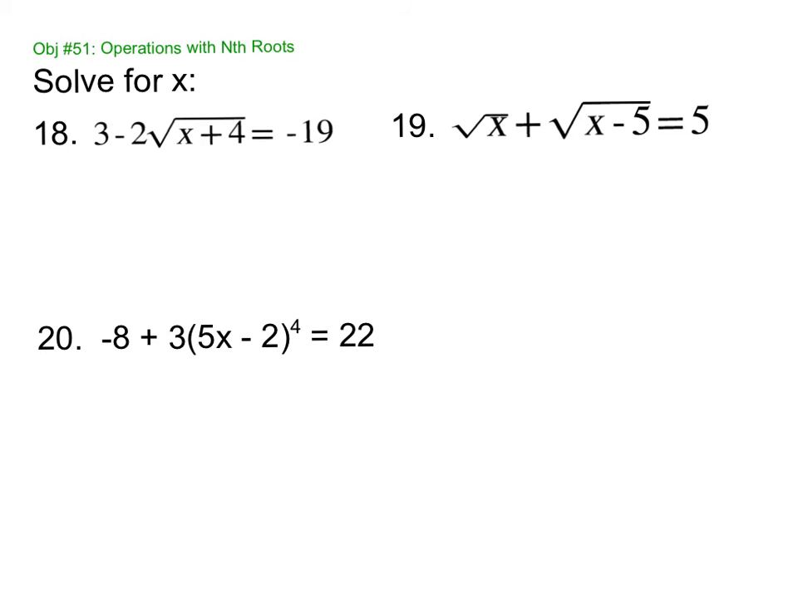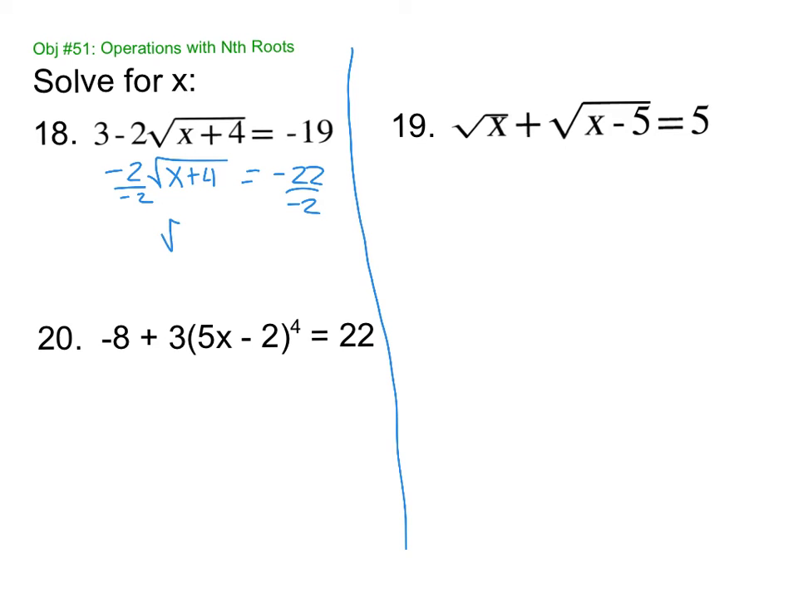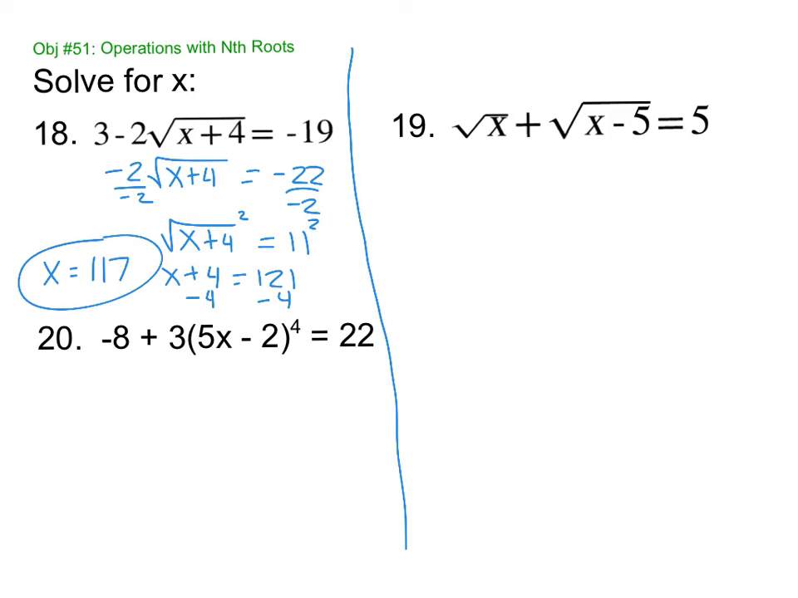All right, last one. Pause and try these on your own. I'm going to do 18 and 20 first, and then I'll do 19 because 19 is a little harder. All right, so I'm going to subtract. We have to isolate our square root. So -2 times the square root of x plus 4 equals -22. Divide by -2. The square root of x plus 4 equals 11. Square both sides. X plus 4 is 121. Subtract the 4.